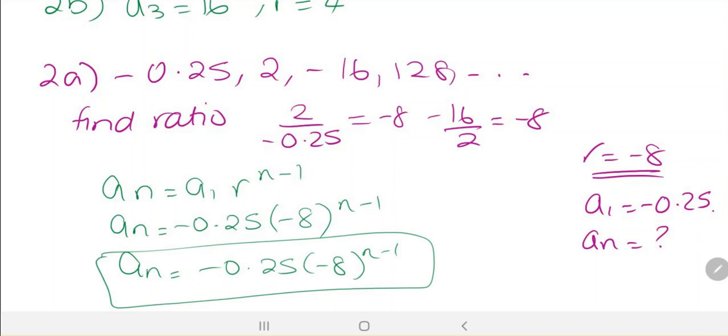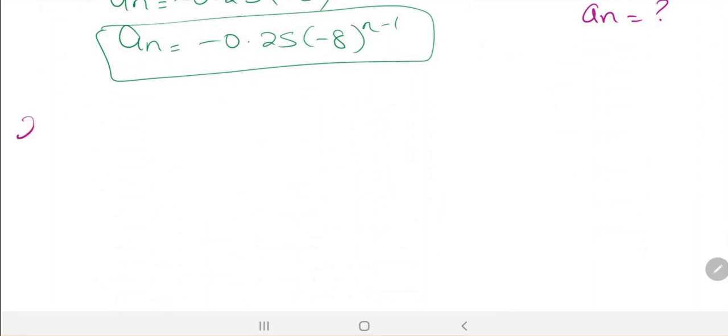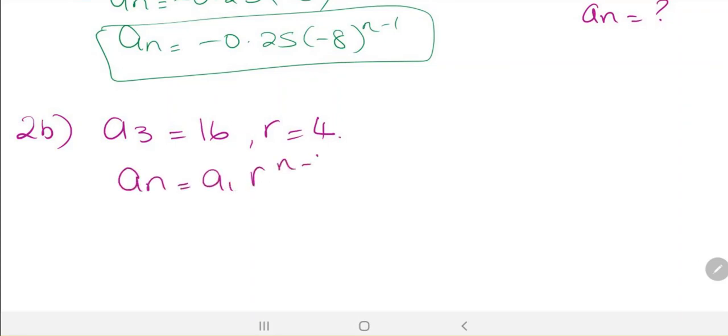And 2B. We're given a3 is 16 and r is 4. So we just need to do a little bit more. We need to find the first term, a1. We don't know that yet. So we're going to substitute in what we know. We know a3 is a1 times the ratio we're given, which is 4. We're just going to substitute in. The term we're using is 3, so this is going to be 3 minus 1.